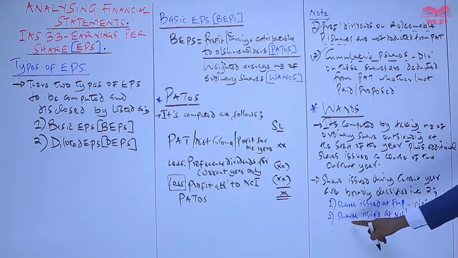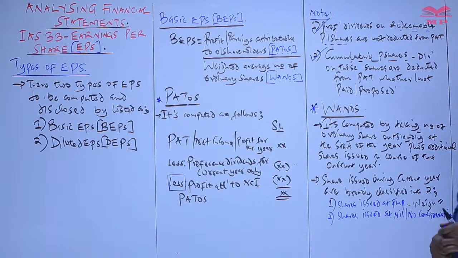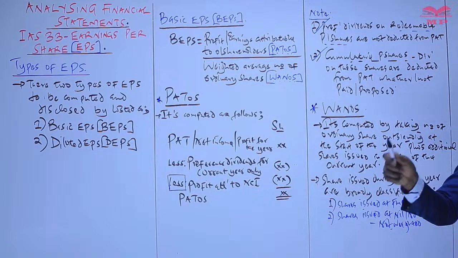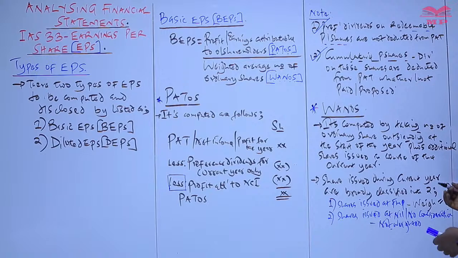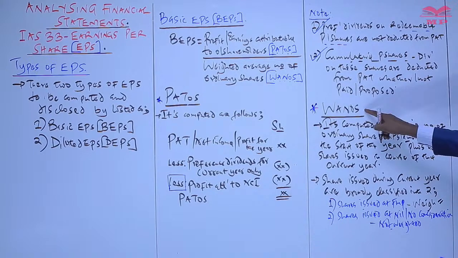On the other hand, those shares which are issued at nil or no consideration are not weighted on time basis. We don't multiply these shares with the proportion of time they were held during that year, even if those shares were issued like 1 month or 2 months to the end of the year.